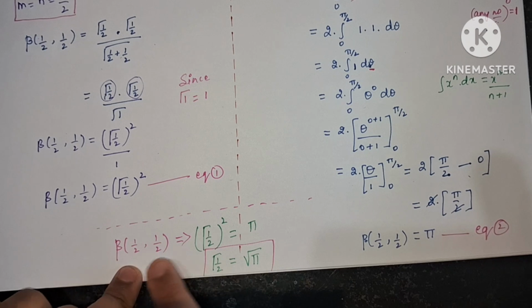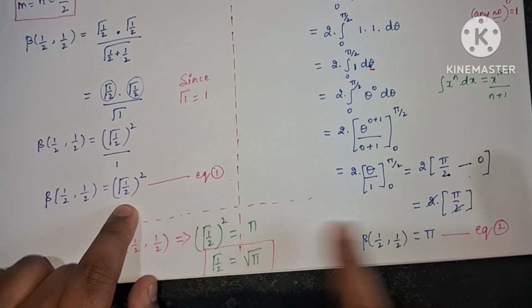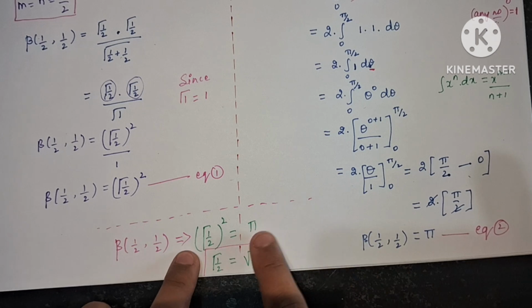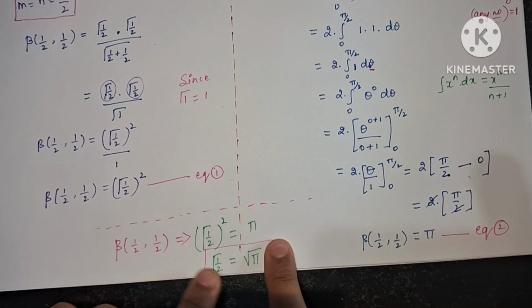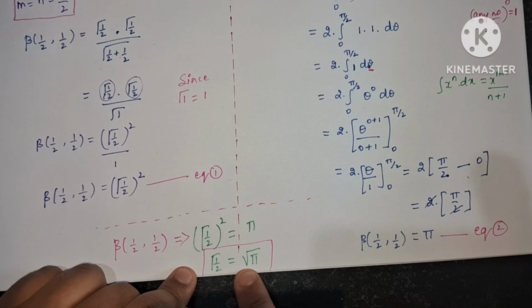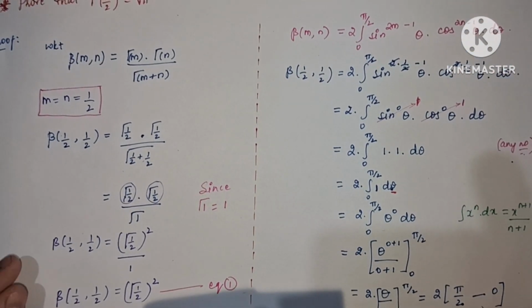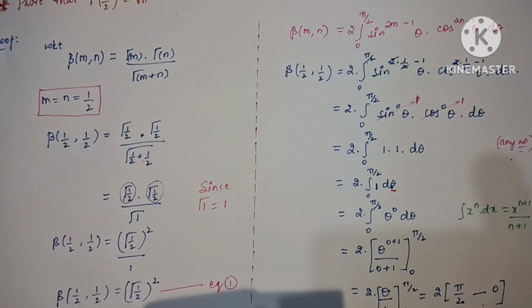Therefore, beta of 1/2, 1/2 is given by gamma of 1/2 the whole square, and from here it is pi. Taking the square to the other side, it becomes square root. So we got gamma of 1/2 is equal to root pi. This is how we will be solving this particular proof. It is very simple, and they will most frequently be asking it in your exams.